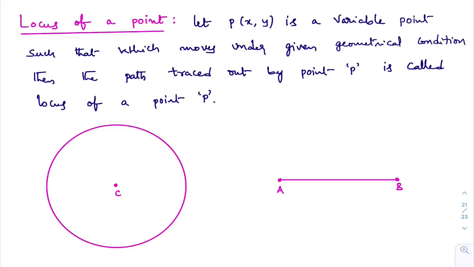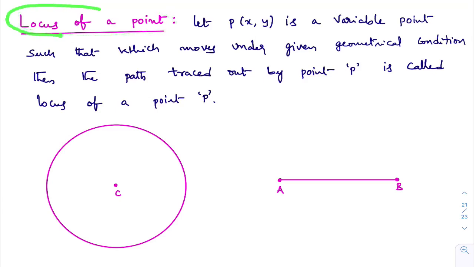In this class, we will learn about locus of a point. Many students get confused understanding the definition of locus of a point. The actual definition is: the set of all points in a plane which satisfies a given geometrical condition is called locus of a point. I repeat, the set of all points in a plane which satisfies a given geometrical condition is called locus of a point. But here I changed the definition a little bit so that you can understand it easily.